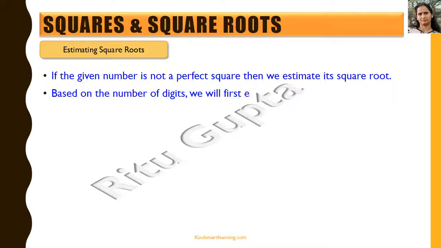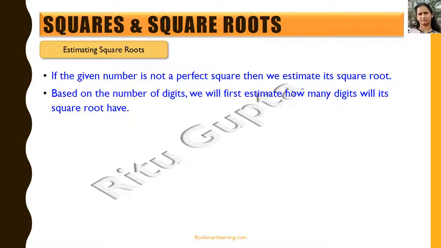Now based on the number of digits, we'll first estimate how many digits will its square root have. Say for example, if we have a 4-digit number, we know that its square root will be a 2-digit number. It cannot be a 3-digit number.